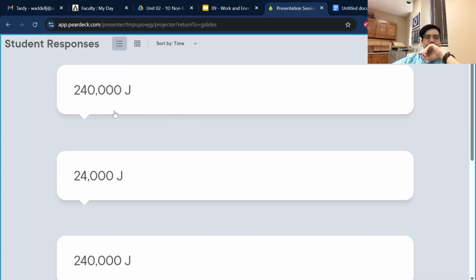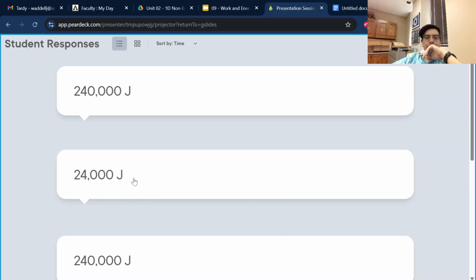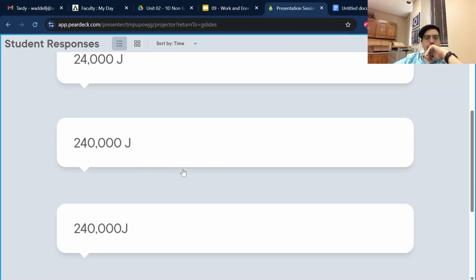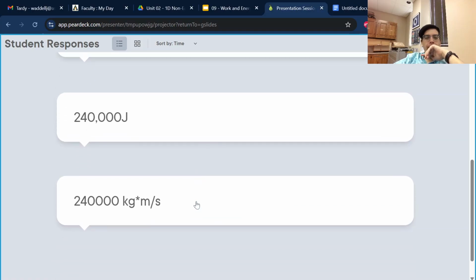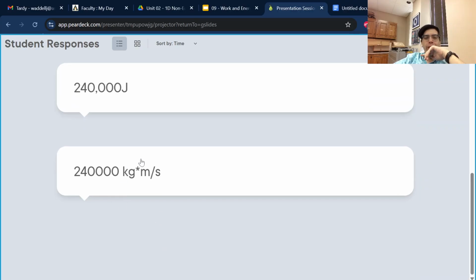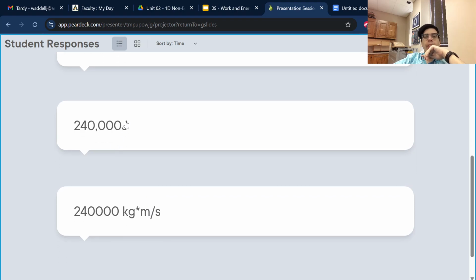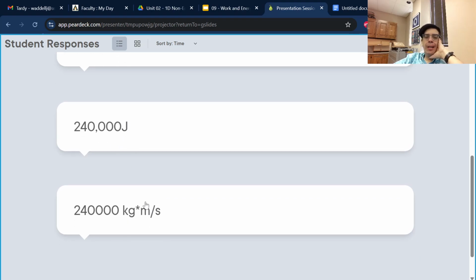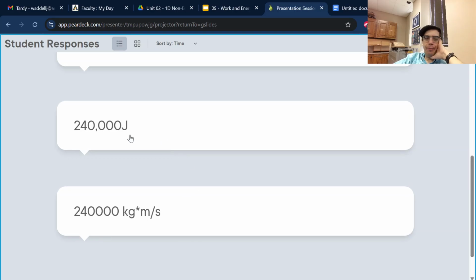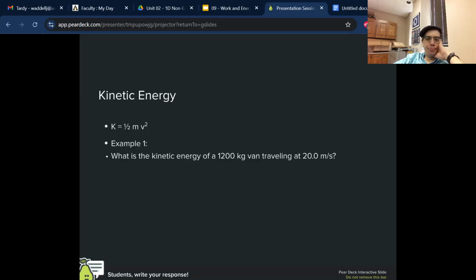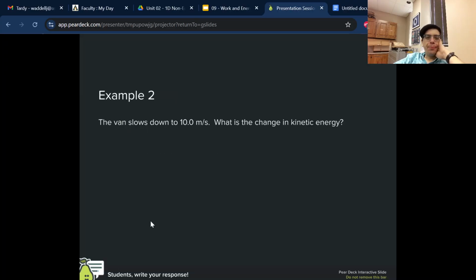So 240,000, off by 10 there. Got the idea. So these are the units. This was the units for momentum. So a joule is equal to a kilogram meter squared per second squared, if you just want to see the relationship between them. But that's what we got. Okay.